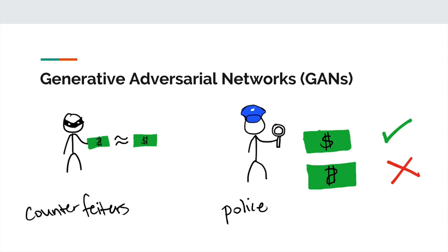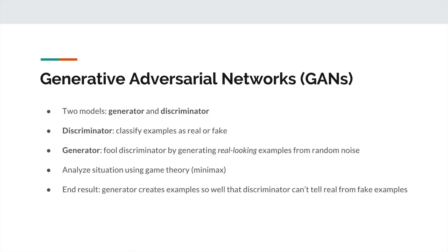So there are two components that we're going to discuss: the counterfeiters and the police. In GAN terminology, the counterfeiters are called the generator, and the police are called the discriminator. I've just shown it right here. We have two different models going on, and the generator is what is going to try to fool the discriminator. The generator is analogous to the counterfeiters, and the discriminator is the police.